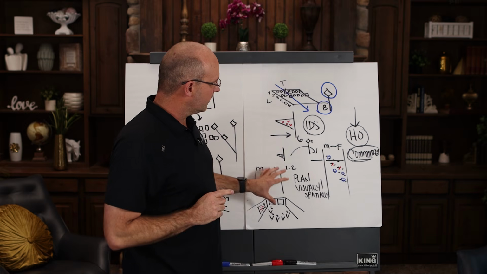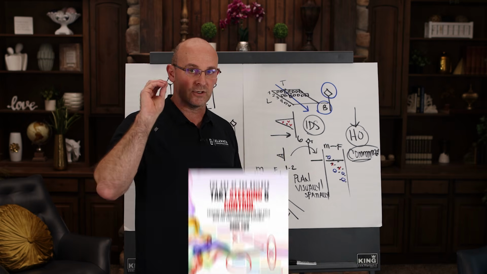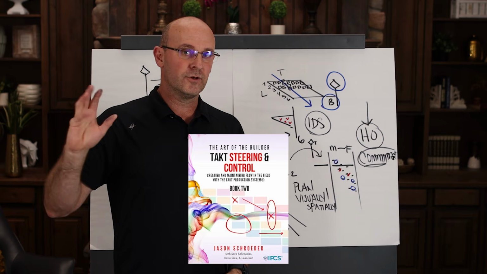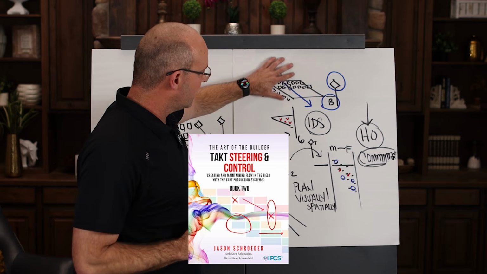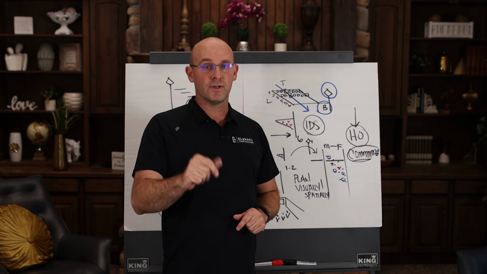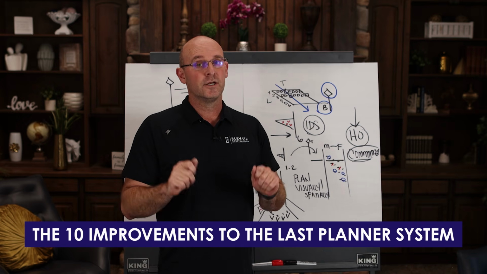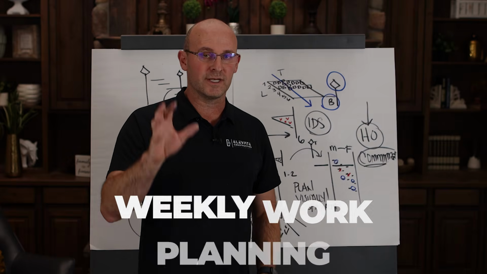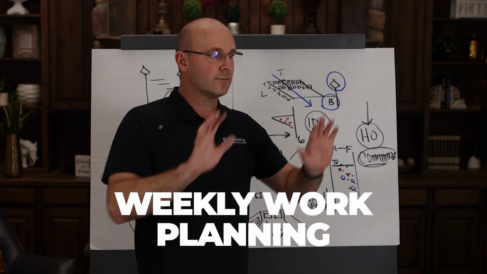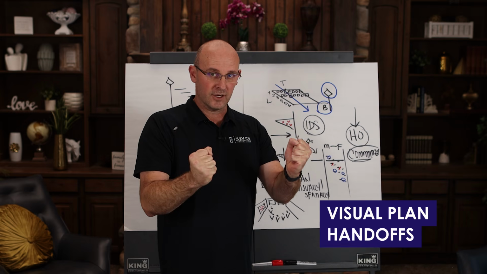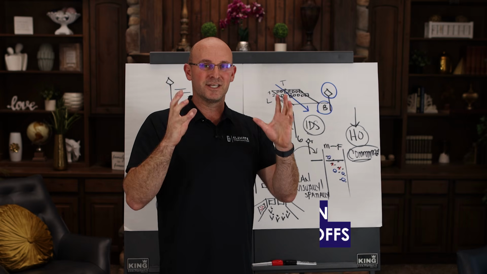If you want to know how to run these meetings specifically, the book is called Takt, Steering, and Control, and it's a phenomenal book for you to learn how to implement this system. And if you want to know why these specific changes have been made to the Last Planner system, that book is called The 10 Improvements to the Last Planner System. We're going to turn this into a blog post, and I hope you love it because weekly work planning now enables the production in the field with a visual plan with handoffs coordinated so trades can meet their commitments.